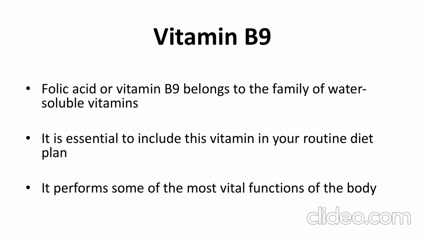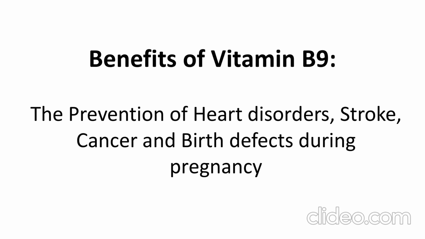It performs some of the most vital functions of the body, including everything from RBC formation to energy production. The health benefits of vitamin B9 include the prevention of heart disorders, stroke, cancer, and birth defects during pregnancy. It also helps in building muscles, cell enhancement, hemoglobin formation, and even provides relief from mental and emotional disorders. Vitamin B9 is naturally found in asparagus, broccoli, Brussels sprouts, and lentils.